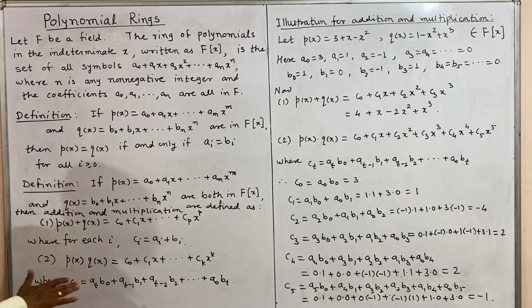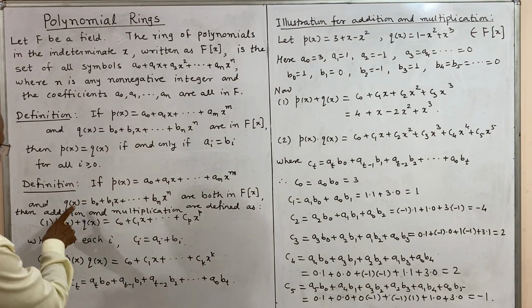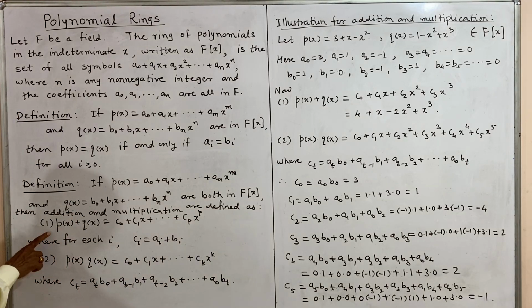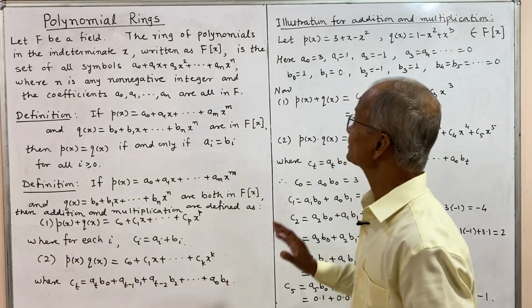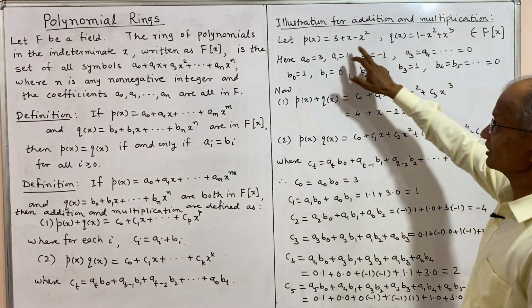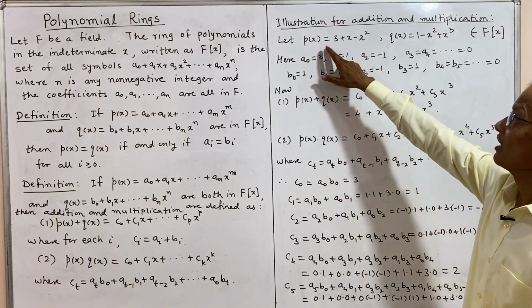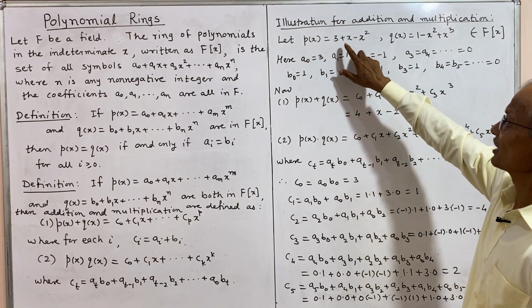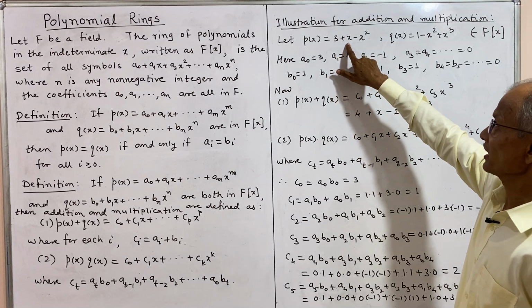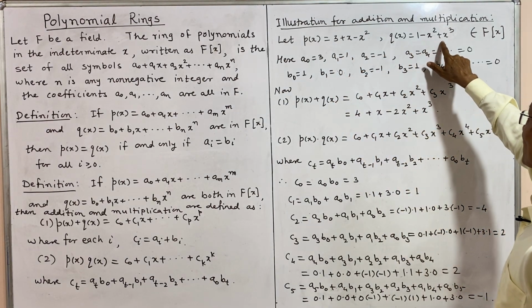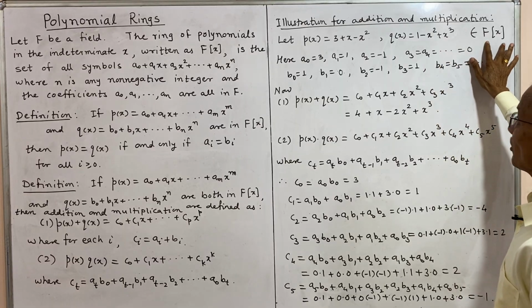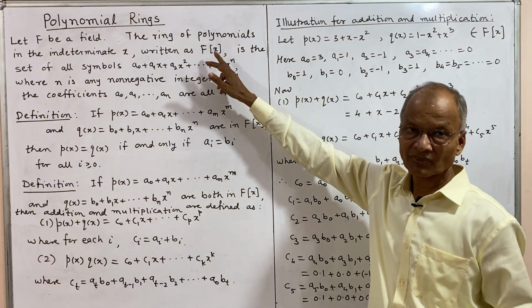Actually it is again the usual product of polynomials we have done earlier. And here, how are this addition and multiplication defined? To understand this, I have written here the illustration for addition and multiplication by taking two polynomials. The first is P of x, a polynomial 3 plus x minus x square, and Q of x is 1 minus x square plus x cube. These are the polynomials in this set F of x.